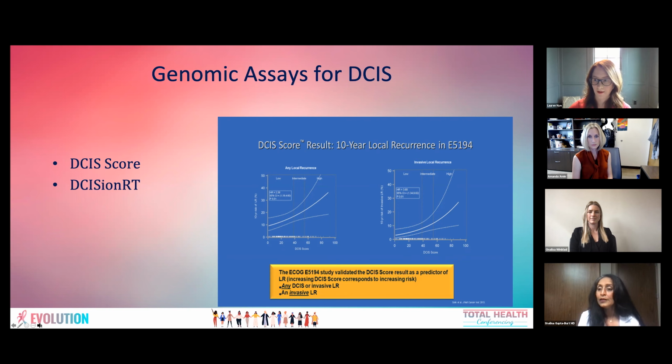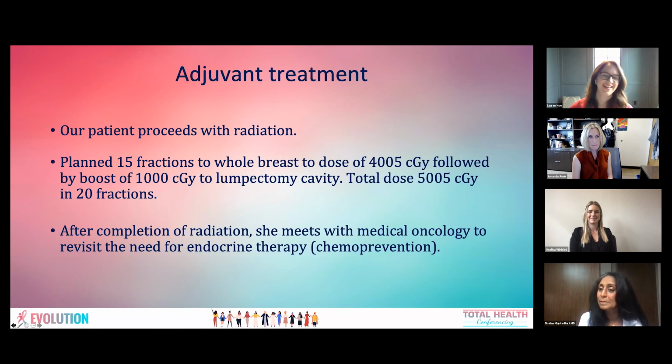Now, with regard, sorry, I think we're kind of running out of time, and so I was going to wrap up the story here for everybody. Our patient proceeds with radiation. She was young, like you said, and even though low grade would likely benefit. And we'll say you treated her with 15 fractions to the whole breast to a dose of, oh gosh, I'm going to say this wrong, 4,005 centigrade, followed by a boost to the lumpectomy cavity.